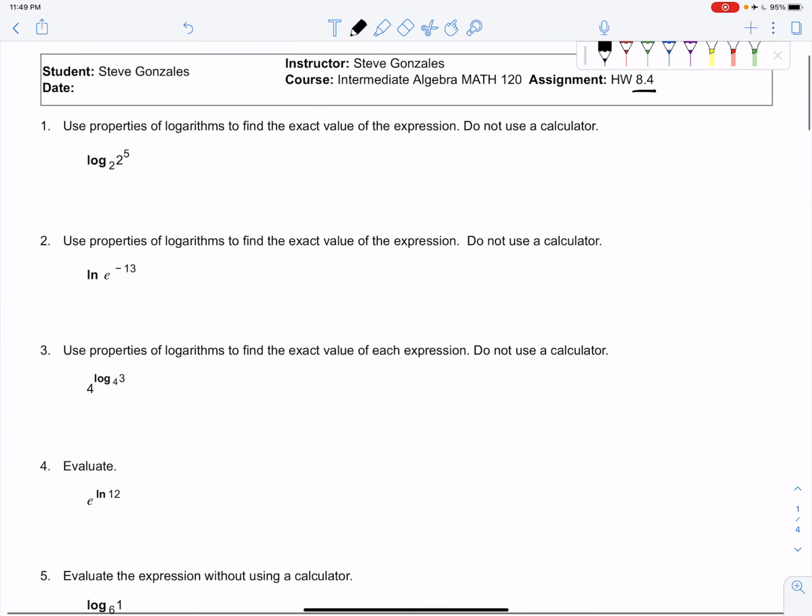Okay, let's see here. Use the properties of logarithms to find the exact value of the expression. Do not use a calculator. The first thing we can see here is an inverse thing happening: log base 2 and its inverse, exponential base 2. This is just going to leave us with a 5.